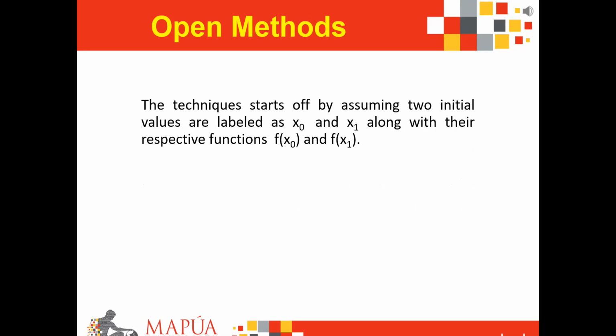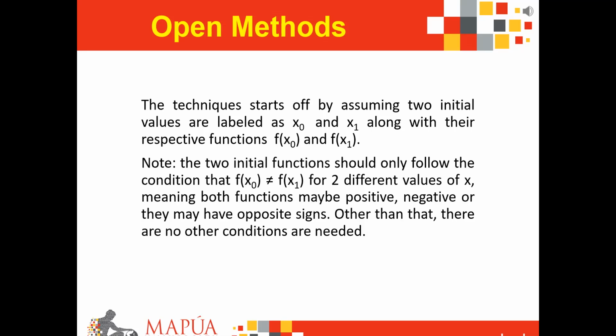The technique starts off by assuming two initial values labeled x0 and x1, along with their respective functions f(x0) and f(x1). Note that the only condition is that f(x0), taken from the initial value x0, should not be equal to f(x1), which is taken from the initial value x1.